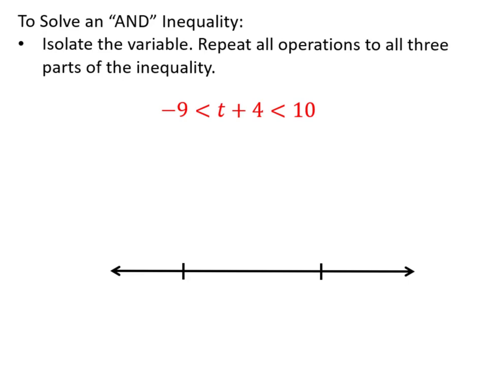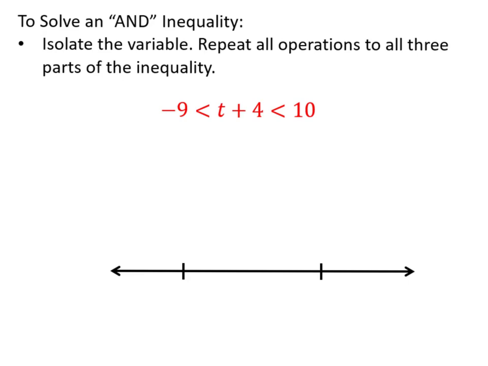Now in order to solve an AND inequality, you want to still isolate the variable, so we get it in that form like we had in the last slide. So we're still going to repeat the same steps we would just like we were solving an equation. However, whatever you do to one part of the inequality, you have to do to every single part.